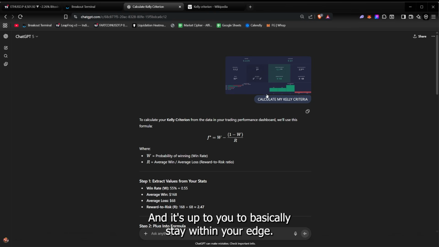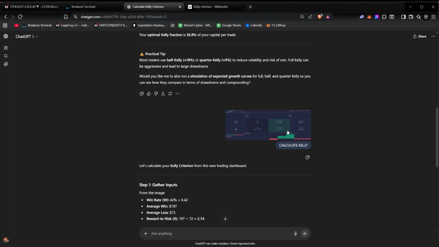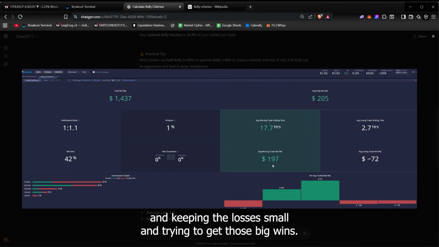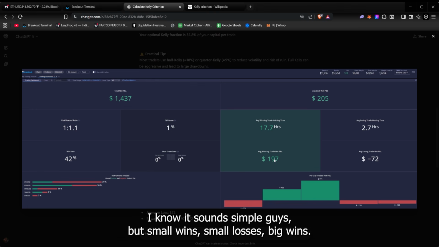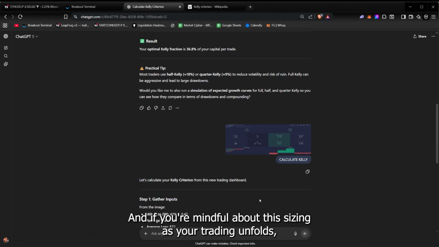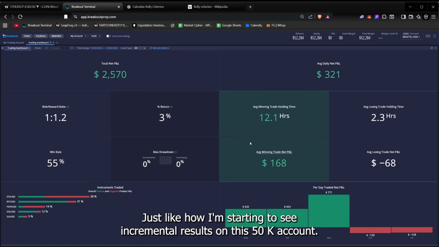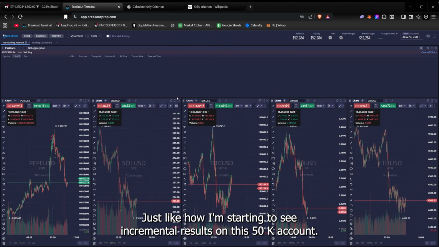And it's up to you to basically stay within your edge, remember what works, and stay focused on that win rate and keeping the losses small and trying to get those big wins. I know it sounds simple, guys, but small wins, small losses, big wins. That's what it's about. And if you're mindful about this sizing as your trading unfolds, you should see results, just like how I'm starting to see incremental results on this 50K account.